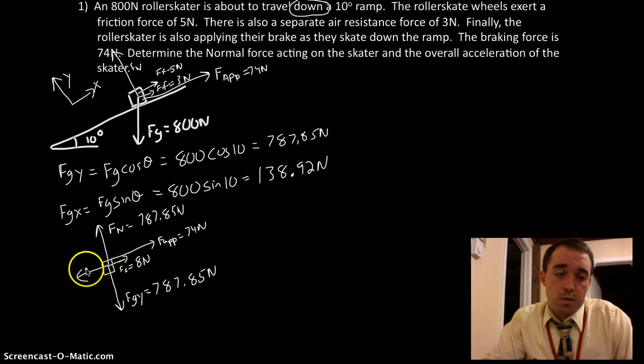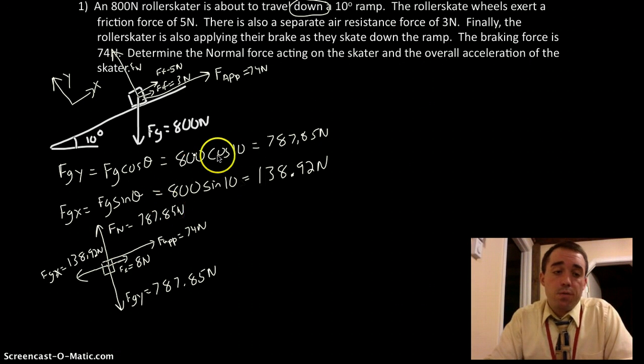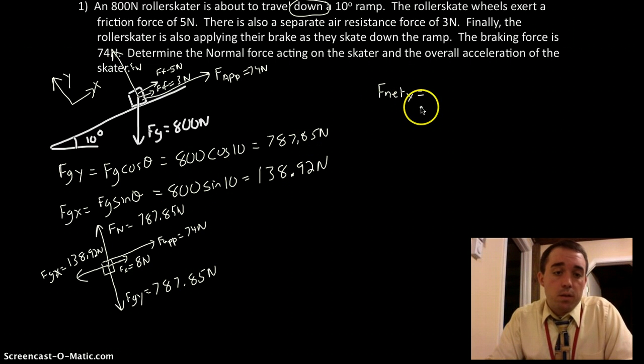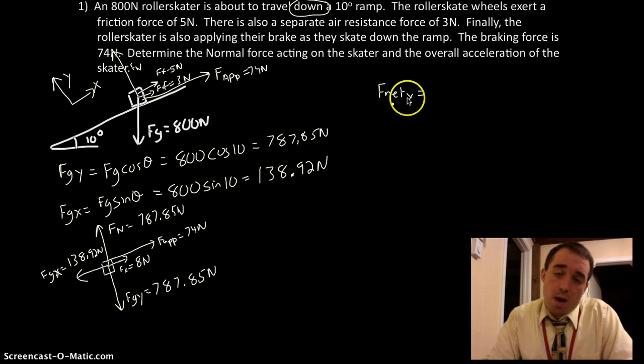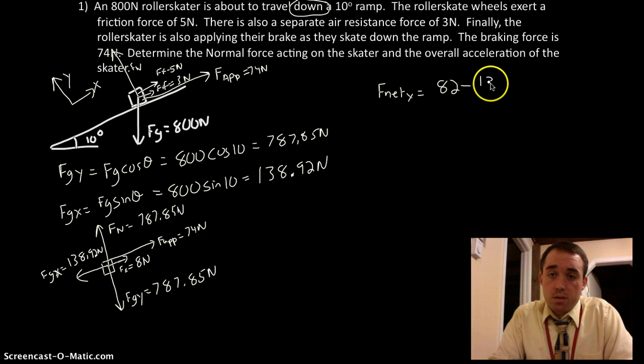And then my downward force, which is my FGX. My Y's always look like X's. FGX of 138.92. Alright, so we have to find the overall acceleration. We know that there's no vertical acceleration, so the only net force we have to deal with comes from the horizontal. So you want to do total up minus total down. Our total up is 74 plus 8, which is 82, minus our total down, 138.92.